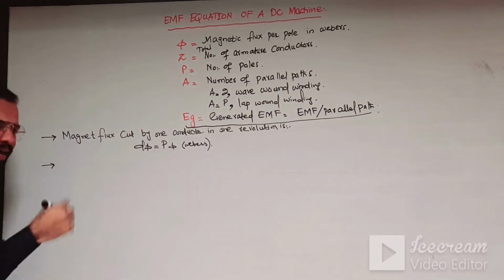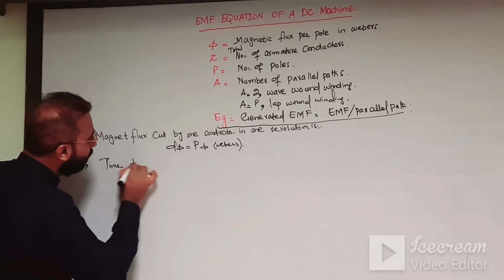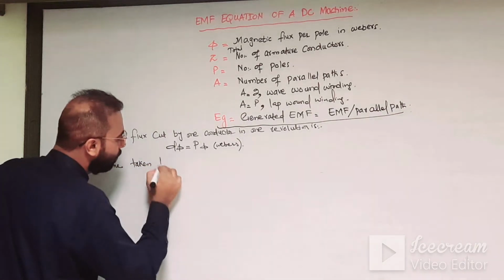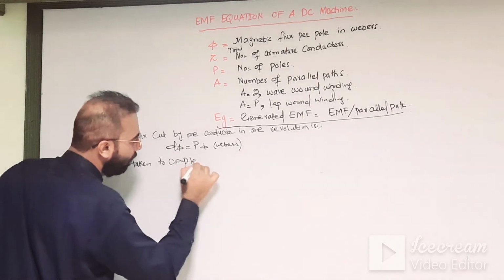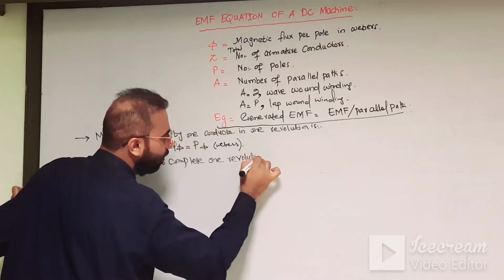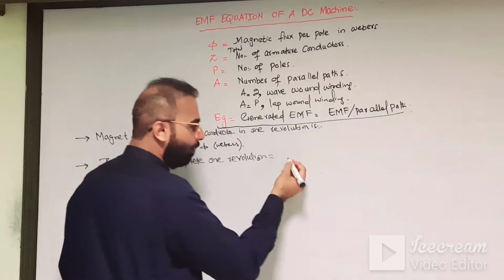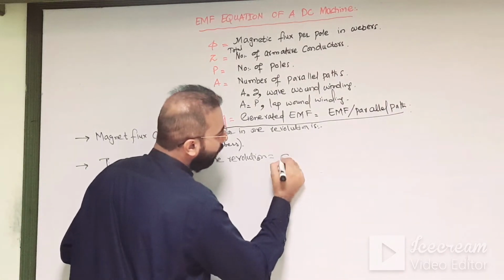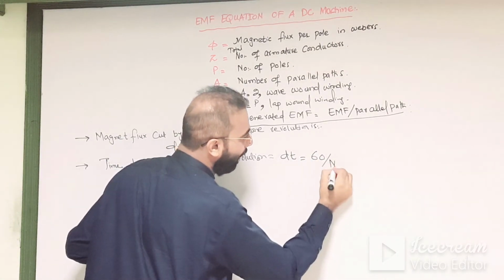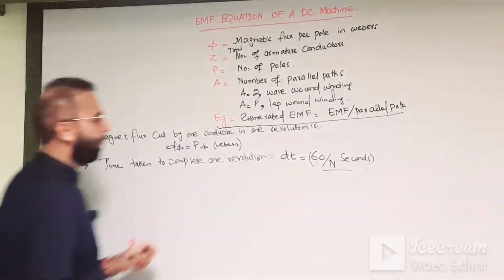Then the time taken by the armature conductors to complete one revolution will be dt, that will be 60 divided by N in seconds.